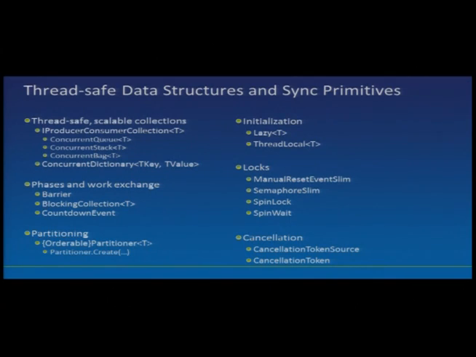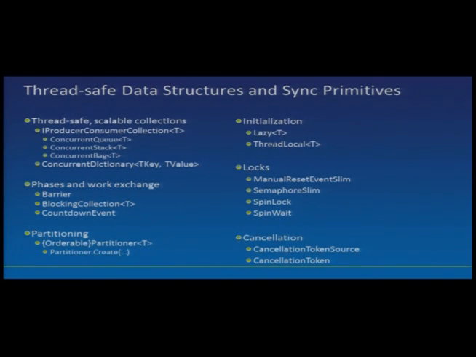And the last feature area in parallel extensions is the set of thread-safe data structures and synchronization primitives. This includes the thread-safe scalable collections. So these are the thread-safe versions of queue, stack, dictionary. That's basically a tree map. And these collections are optimized for multi-threaded access, and they are also thread-safe.